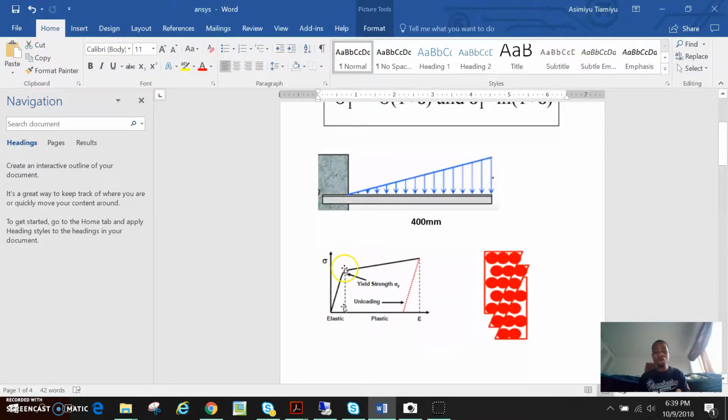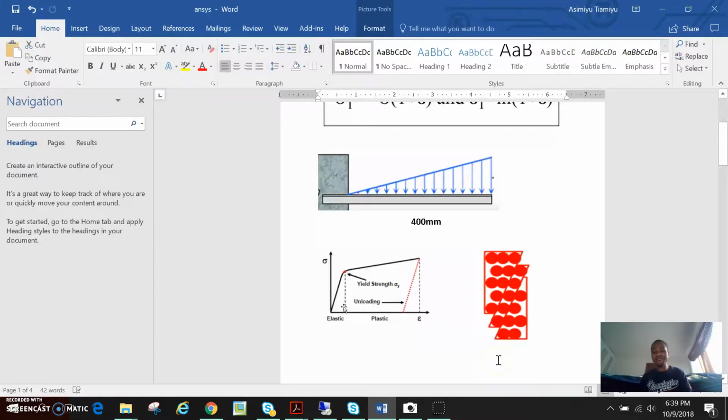We need to know the maximum load that we could place on that structure or on that beam in such a way that it is going to be safe for the environment, or safe for the product or anything, so there won't be failure in that respect.